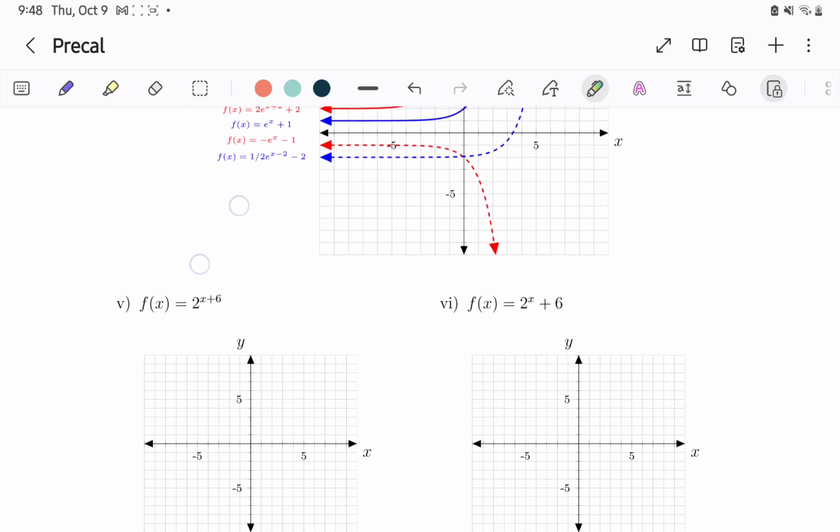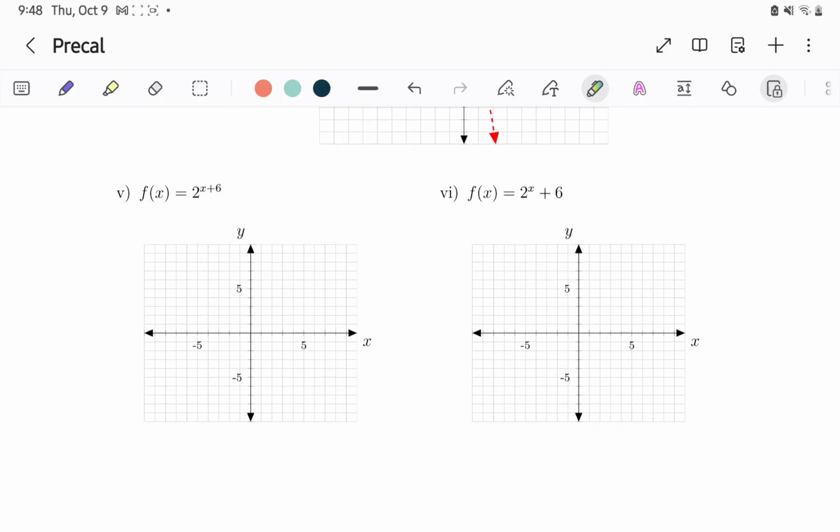Okay, so let's get into our next examples where we are still wanting to graph the given exponential function, state the y-intercept, the range, and the horizontal asymptote. Again, for these next two examples, just like any exponential function, the domain is going to be all real numbers, or -infinity to infinity. So for our first example, we have f of x equals 2 to the x plus 6.